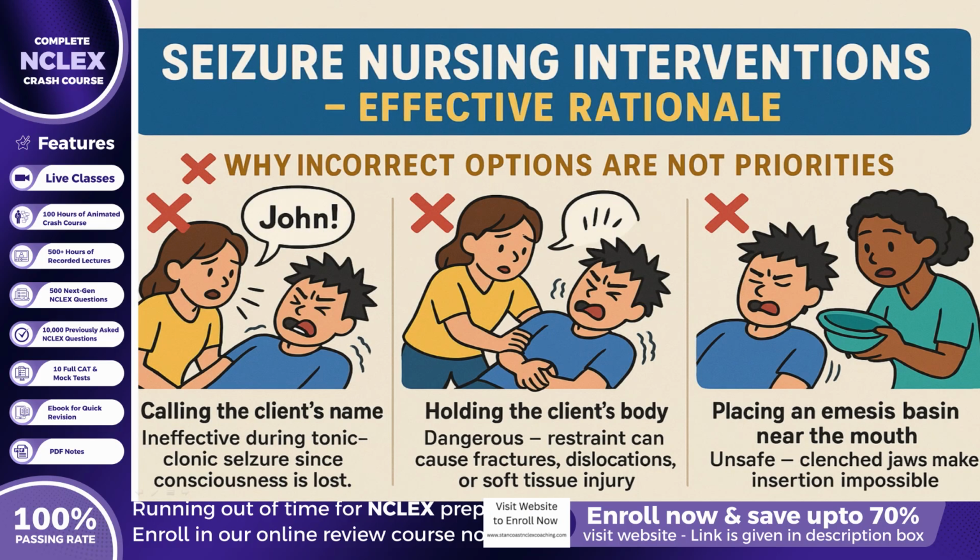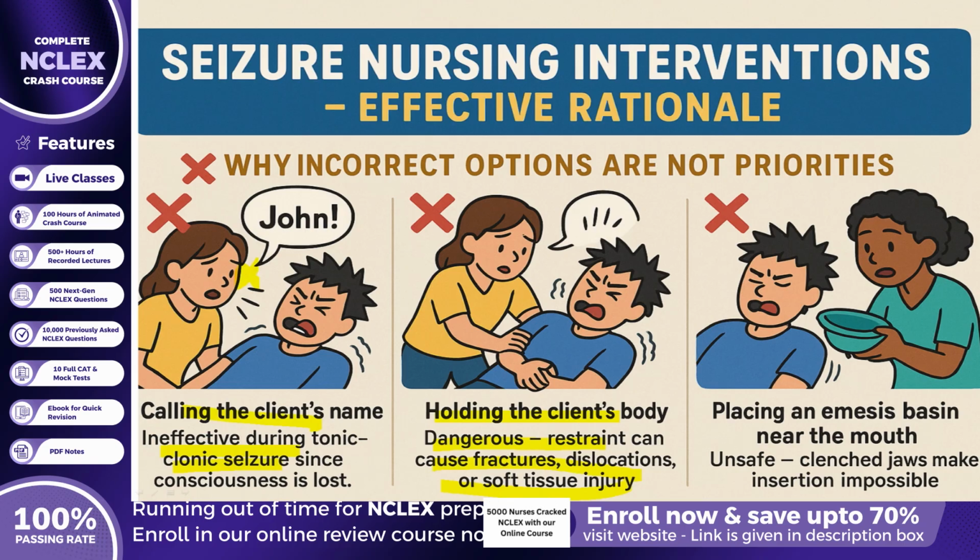Beginning with the first option, calling the client's name, this is incorrect because a tonic-clonic seizure almost always causes loss of consciousness. Calling the name does not restore airway or prevent complications, so it wastes critical time when safety should be the focus. Shifting to the second option, attempting to hold the client's body firmly during seizure activity is unsafe. Forcefully restraining a seizing client can cause fractures, dislocations, or soft tissue injuries, while offering no benefit in stopping the seizure or improving oxygenation.